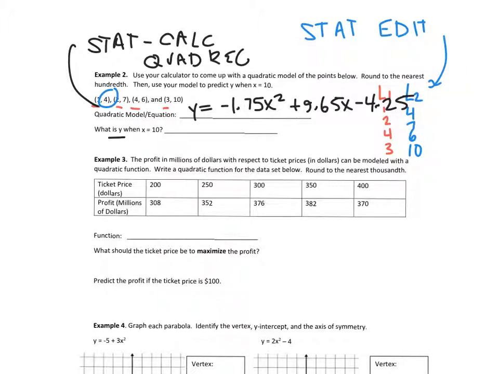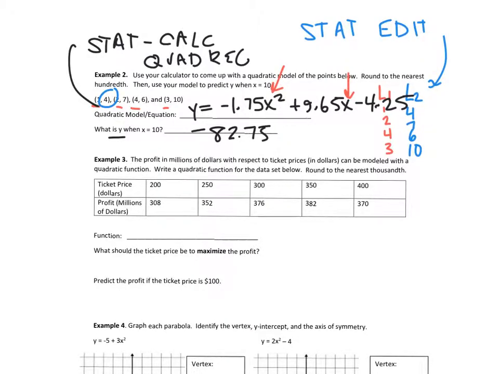My next question is find y when x is 10. So you want to plug in x equals 10, which I'm doing right now. I'm substituting 10 in for x in my equation, and I get -82.75. What I did is I plugged x equals 10 in right here, and I put 10 in parentheses.